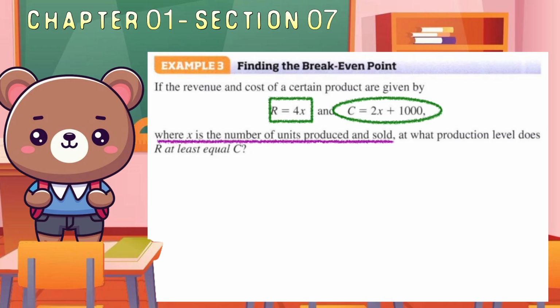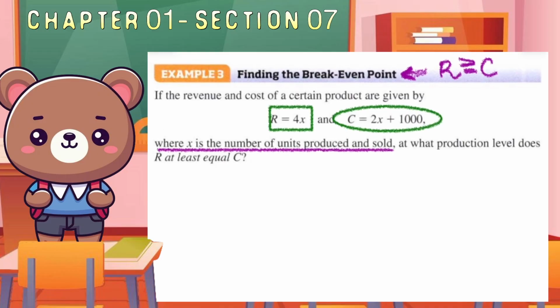So the number of units is just a general term for the number of t-shirts, concert tickets, whatever it is, right? At what production level does R at least equal C? Again, that will be your break even point when R is at least equal to C. That means R could be greater than or equal to C. Okay, so if we go ahead and plug that in, R, which is 4X, is greater than or equal to C, which is 2X plus 1,000.